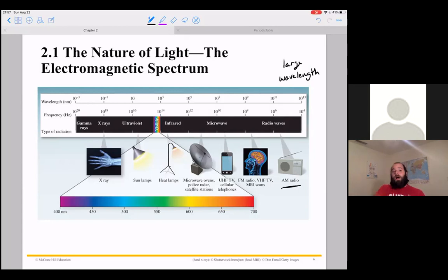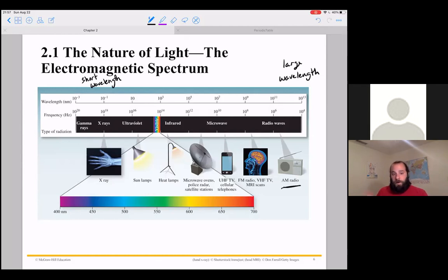On the other end of the spectrum, we have something like gamma rays or X-rays, or probably an even more commonly known one. And these are really short wavelength photons. Okay.